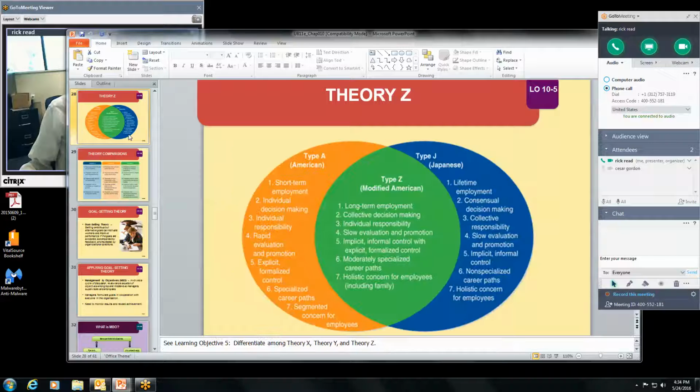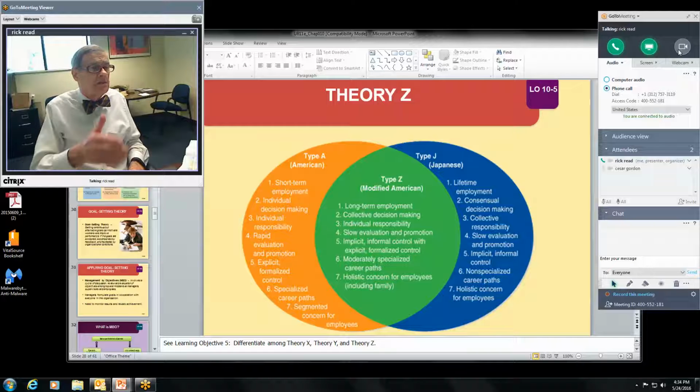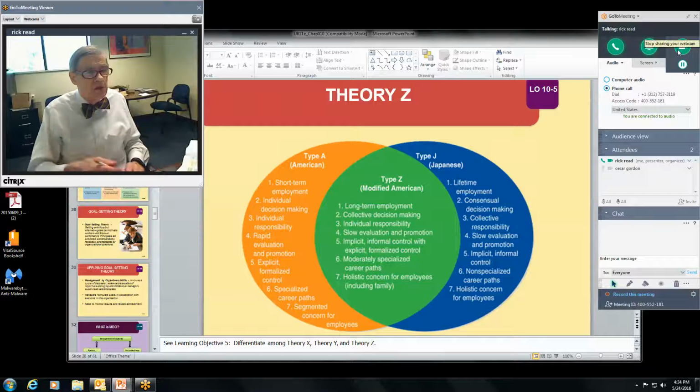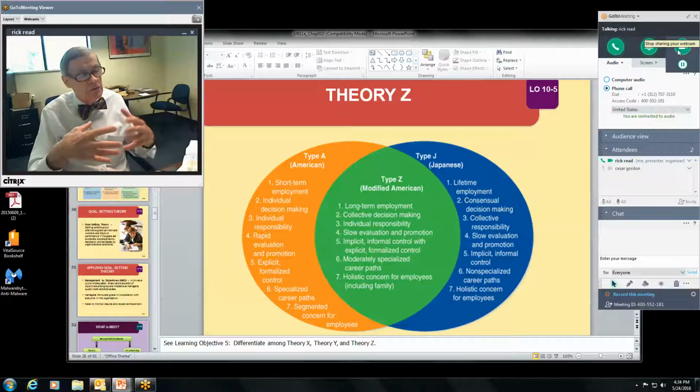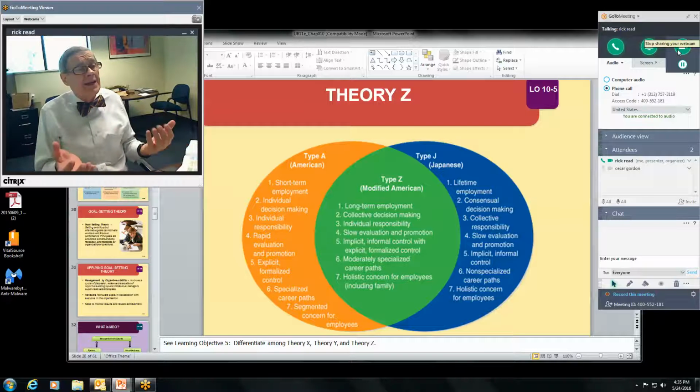You can find this graphically displayed in Figure 10.4 in your text on page 279. It's kind of a modification, or he calls it a modified American worker. We can look and see what's in there and take what's good from the Japanese and what's good from the American and try to meld those together. I'm here to tell you, I don't know a whole lot more about Ouchi than what I'm giving you right here, and I don't know if it's practiced much in the workplace.